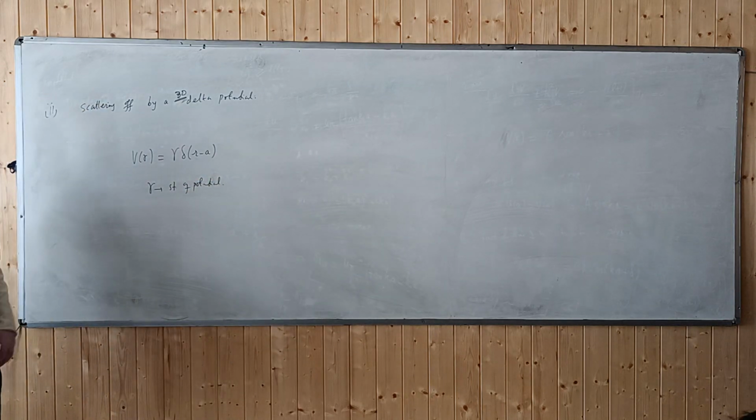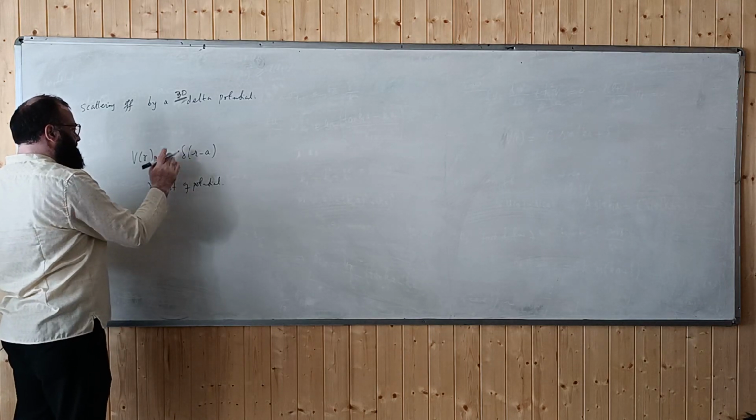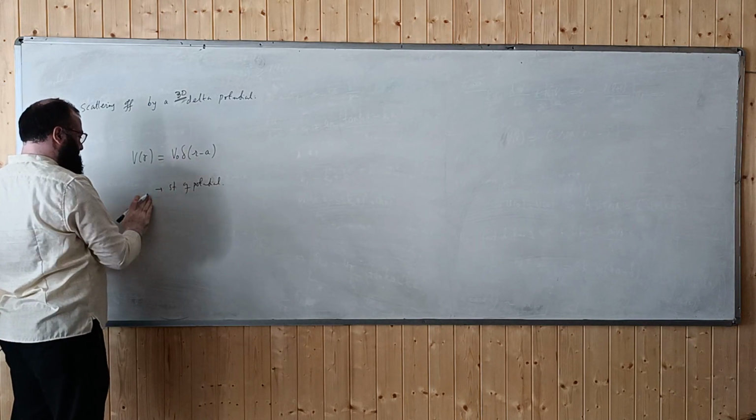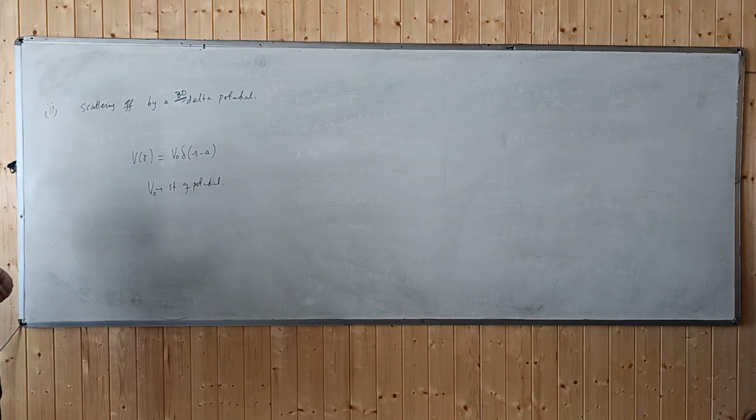I could have put alpha, we can use alpha, there is no problem. Or let's use V naught. Okay, let's use V naught. So what is our problem now?